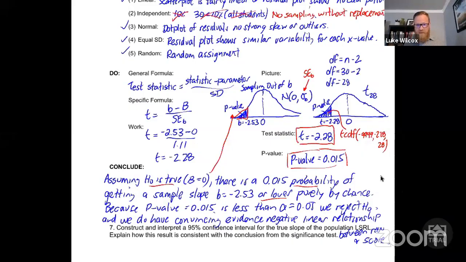So I want to jump back into the activity here, and let's just finish up with this confidence interval and see if we can see the connection between the confidence interval and the significance test here. So here we go. Last question. My confidence interval, which I got from the calculator, is negative 4.81. I'm going to round it a little bit to negative 0.26. That was my confidence interval. And we want to show that this is consistent with the significance test. Well, if I were to interpret this interval, I would say we are 95% confident that the true slope of the population LSRL is between negative 4.81 and negative 0.26.